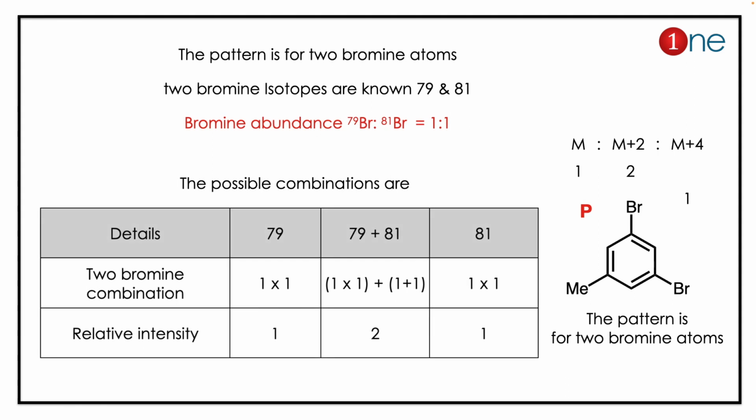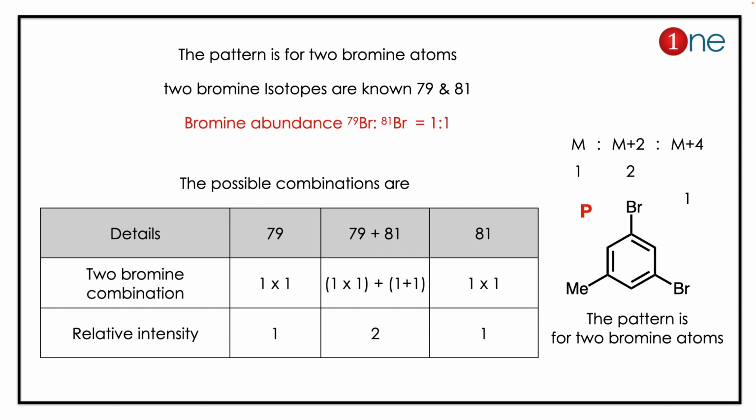Here the answer lies in the abundance. If you know the bromine abundance, you might know the answer already. The bromine abundance is 1 is to 1, which is 79 and 81. Here you have 2 bromine, so you have to calculate the possibilities of the combination.